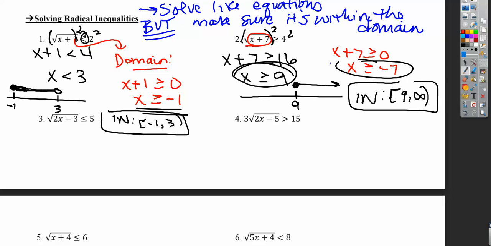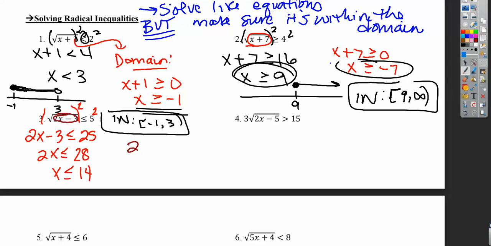So if I look at number 3, I'm going to square both sides. So I have 2x minus 3 is less than or equal to 25. So 2x is less than or equal to 28, so x is less than or equal to 14. Now I'm going to take my domain and figure out what's underneath the radical. So 2x is greater than or equal to 3, and x is greater than or equal to 3 over 2.